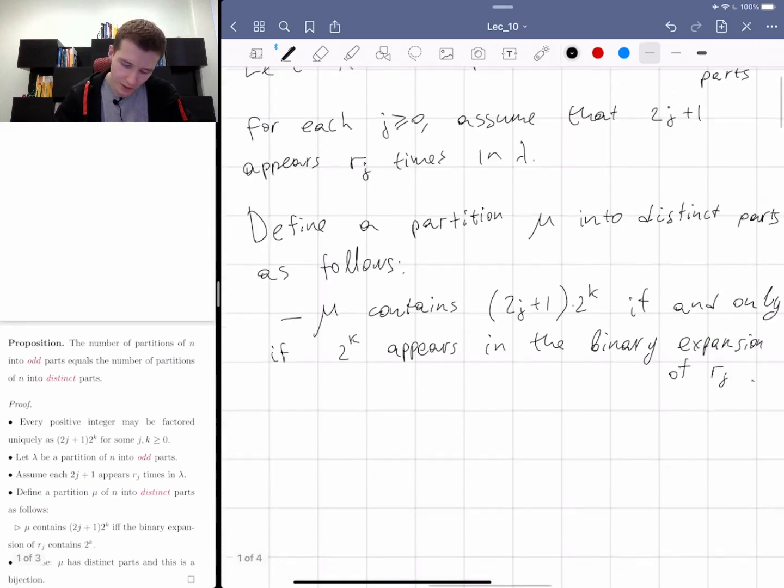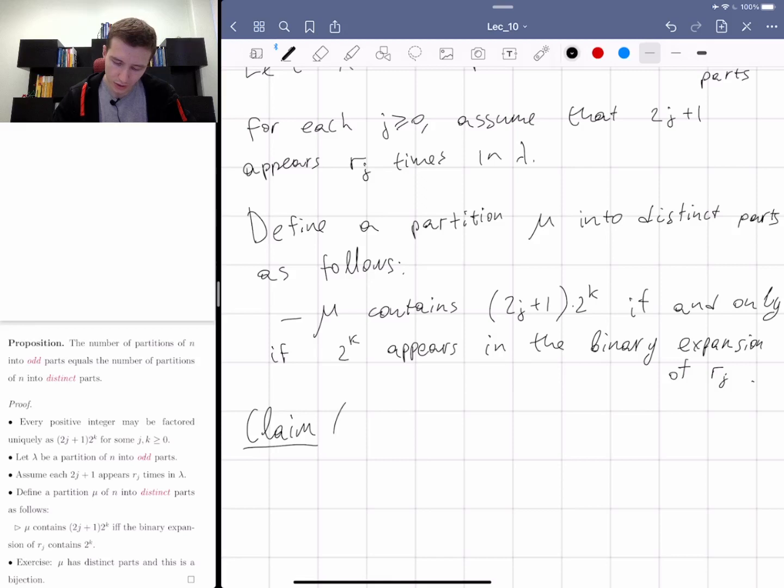So the claim, the proof of which is an exercise for you, is that this gives the desired bijection.